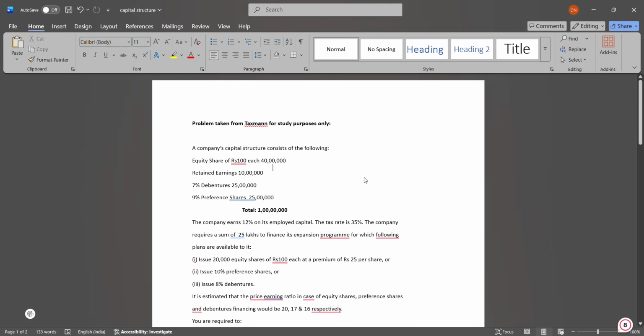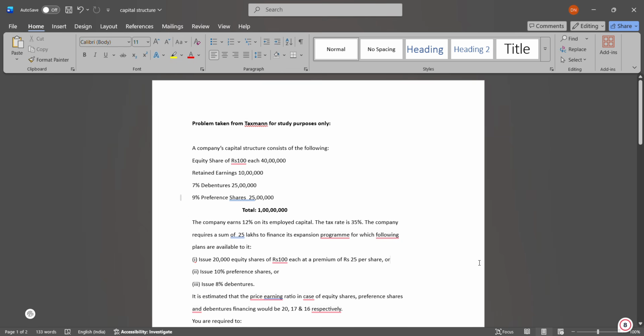So here we have taken a small example. The total capital structure of a company is rupees 1 crore, in which its equity shares are 40 lakhs with 100 rupees each per equity share. The retained earnings of the company are rupees 10 lakhs. Then the debentures are 25 lakhs at 7%. And for the preference shareholders, the investment is 25 lakhs with a 9% dividend rate. So, debentures are paid interest, preference shareholders are paid dividend, and equity shareholders receive earnings per share.